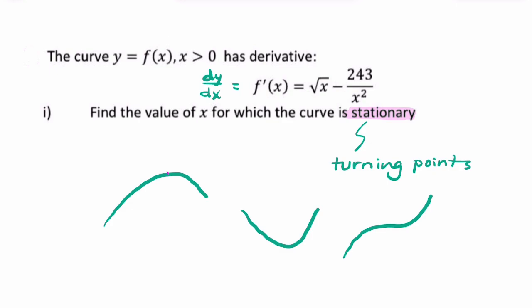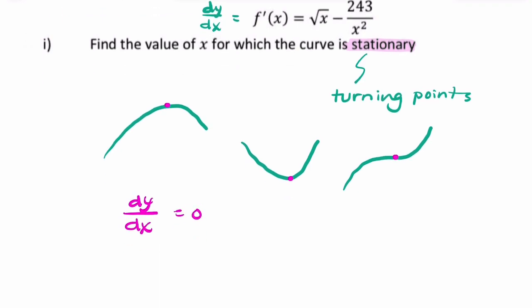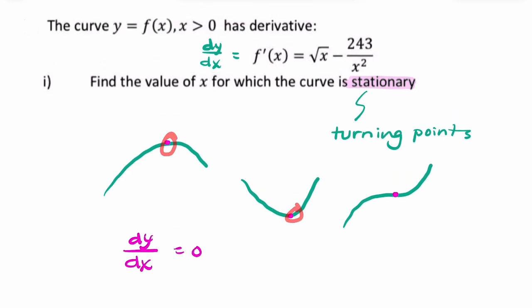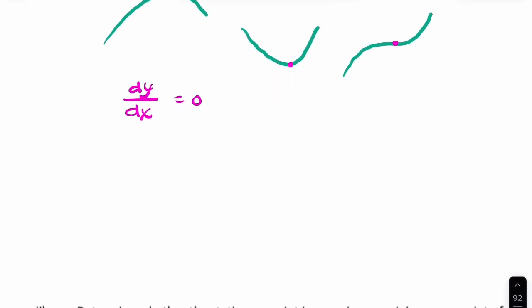And what's common about these stationary points is that dy by dx is equal to 0. So the derivative is 0 at these points. So they're asking for the value of x for which the curve is stationary. So basically it means the derivative here should be 0. So we can start by taking this and equating it to 0. And basically that's what we're trying to solve. We're trying to solve the equation where that is equal to 0.